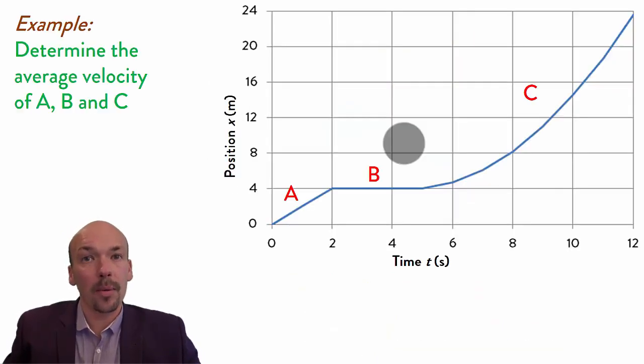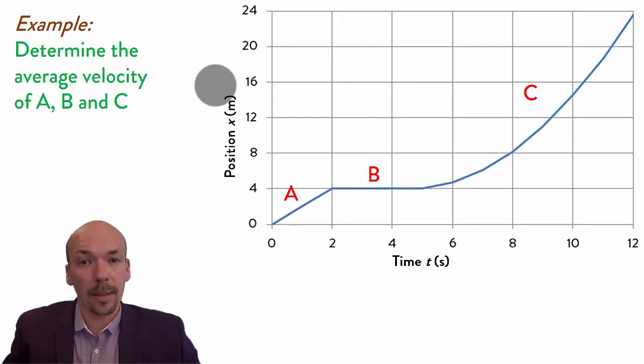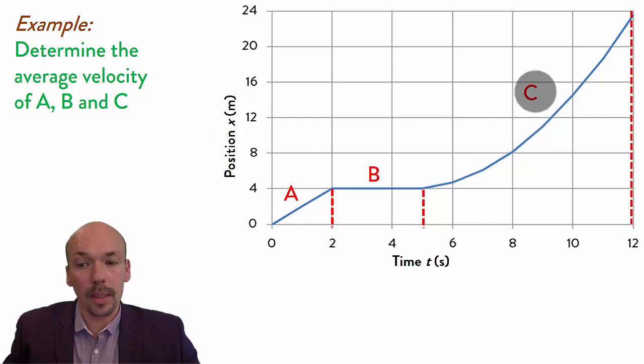Another thing you need to be able to do if you have a position time graph is to calculate the average velocity. And I will show you now how. For the average velocity, we need two things. We need the displacement. You can get that from the position, and we need the time, which you can get here. We can do that for every one of these motions individually. So for motion A, for motion B, and for motion C.